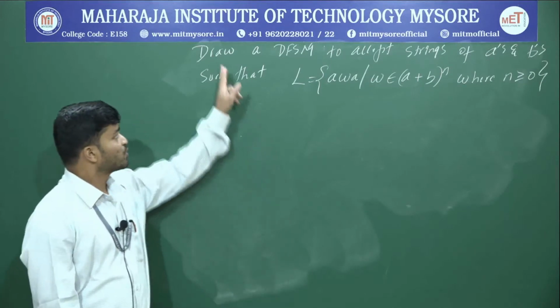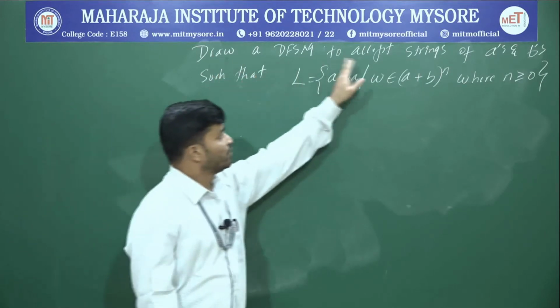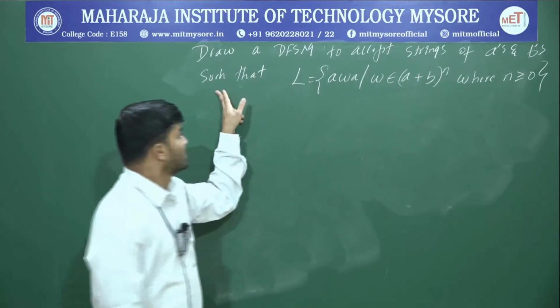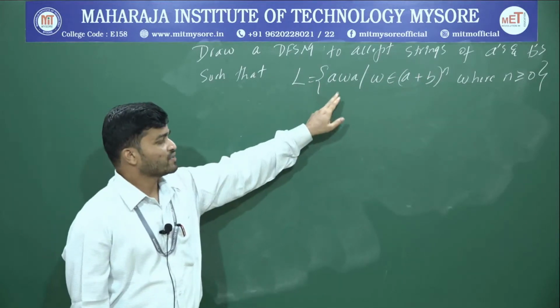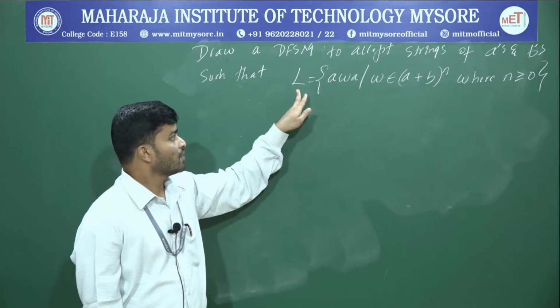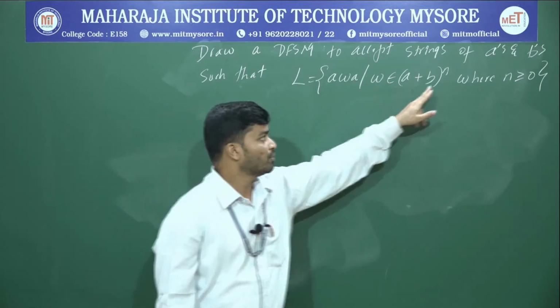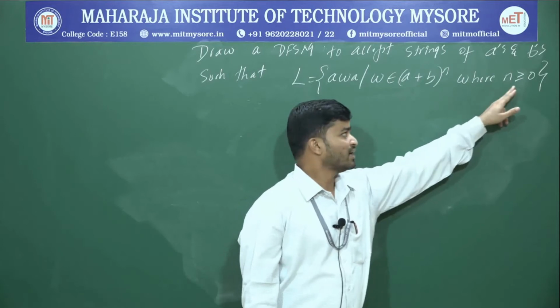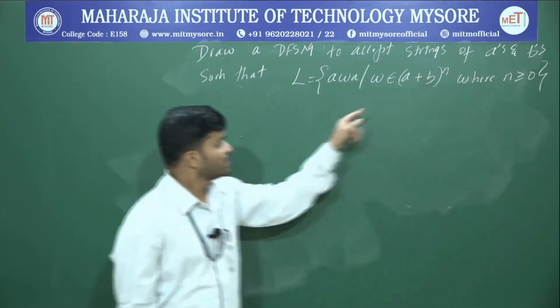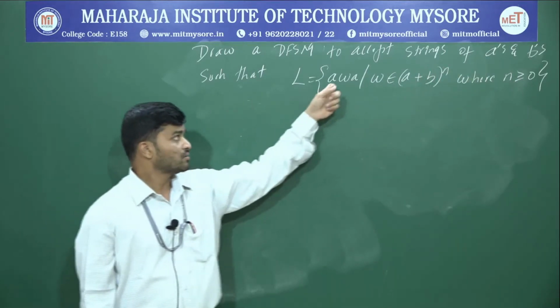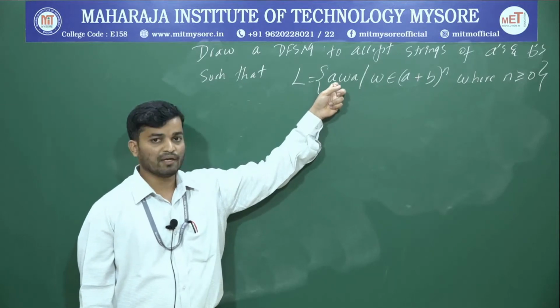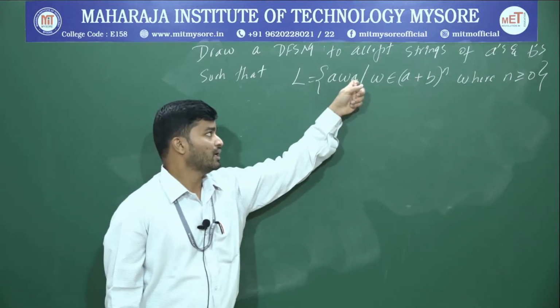So, the next problem: draw a DFSM to accept strings of A's and B's such that this is the given language. The language is AWA such that w belongs to (A plus B) whole to the power of n, where n is greater than or equal to 0. First you understand the language. There is an A in the beginning and an A at the end.